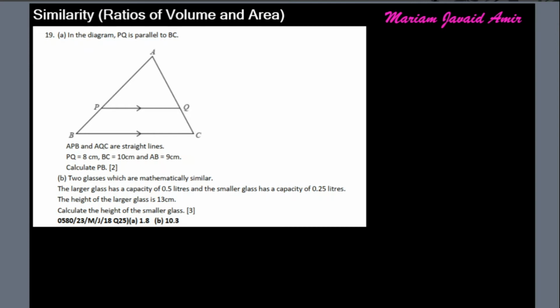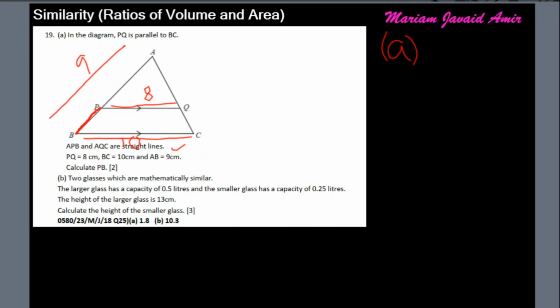Okay, so we need the length PB. We're doing part A. What do we know? We have AB is 9, so this whole length is 9. B to C is 10, so this length is 10. And then PQ is 8, this length is 8. And we need PB.